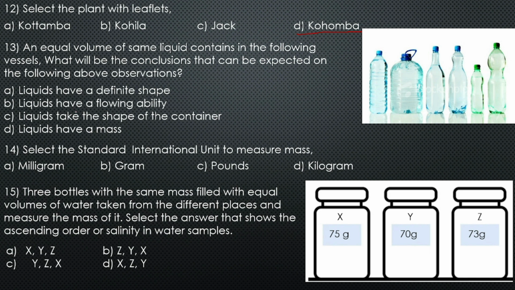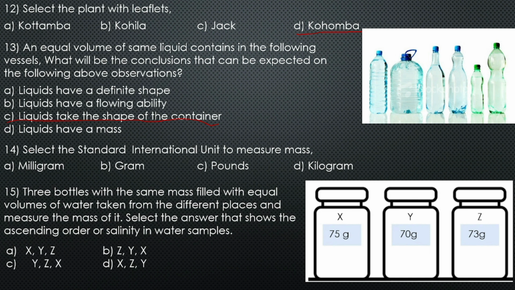Second one, liquids have a flowing ability. Yeah, of course, it has a flowing ability. But this observation won't prove anything like that. See, liquids take the shape of the container. That is obvious because when you pour water inside or the liquid inside, and that liquid takes the same shape of the container. And the fourth one, liquids have a mass. Yes, it has a mass, and we cannot take that one as the answer. And the answer is liquids take the shape of the container. The answer is that. Let us see.